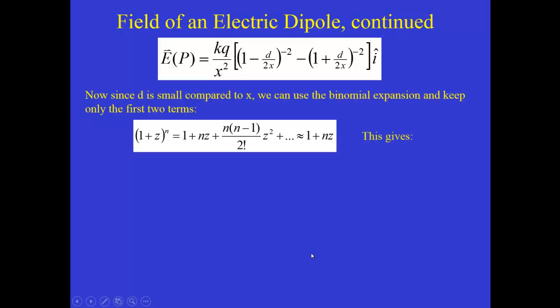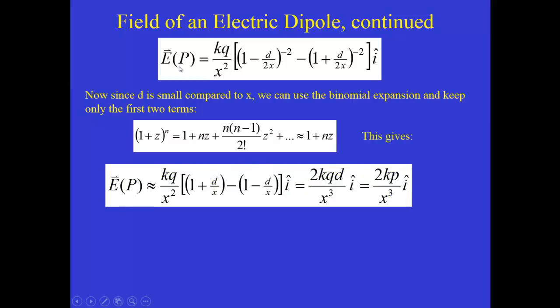So what will that do with our terms for the electric field expression? Well, the first term will just give us 1 minus negative 2 times d over 2x, which becomes 1 plus d over x. The second term similarly gives us 1 minus d over x. There's a minus sign in between, and so this simplifies to give 2kqd over x cubed in the i-hat direction.